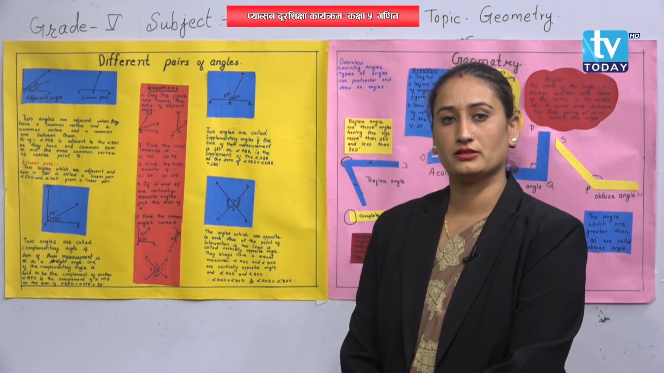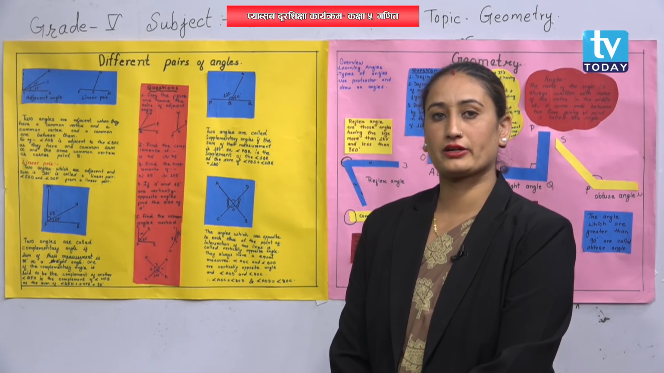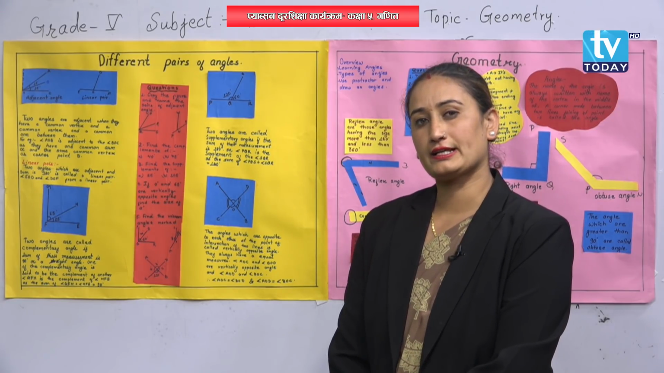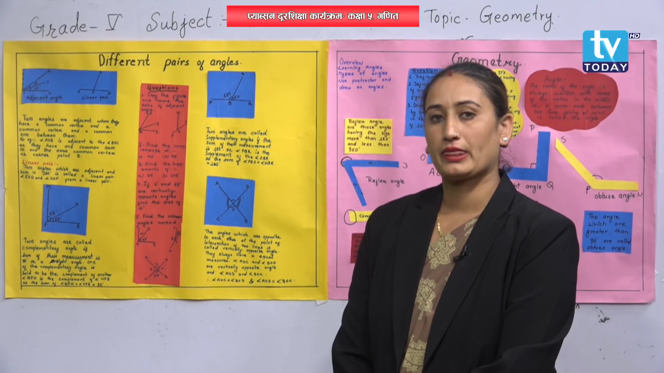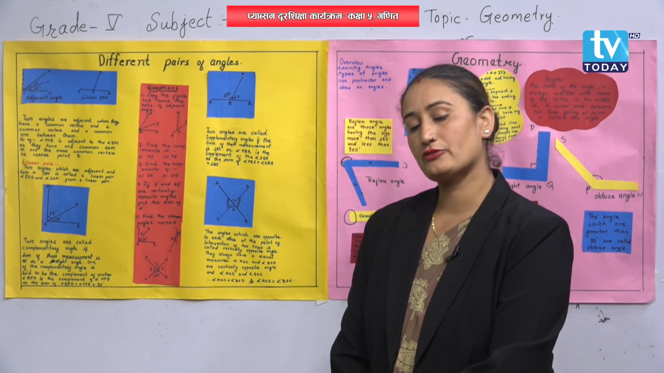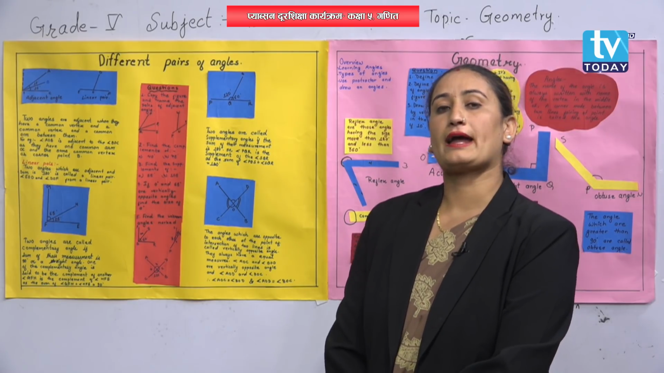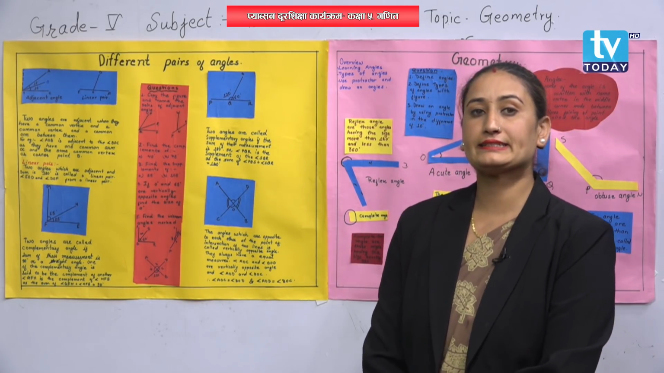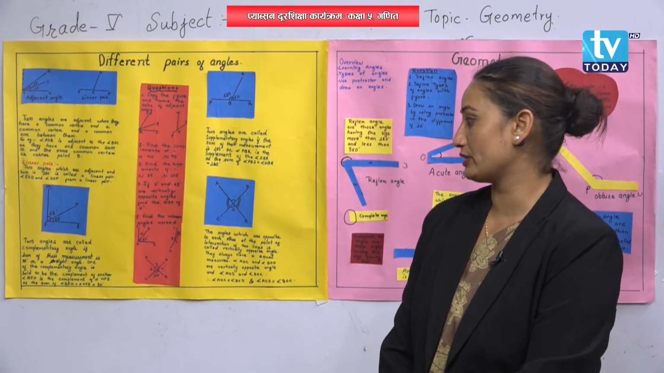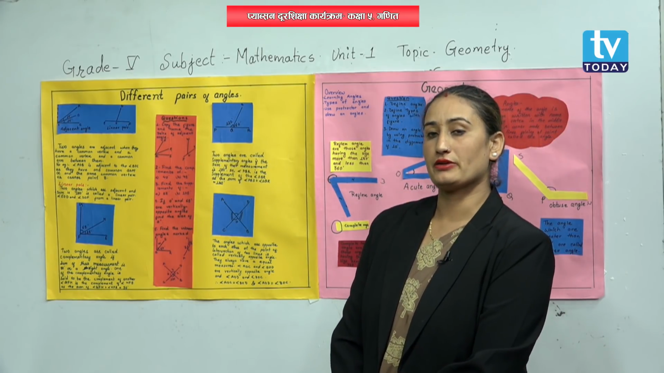Do you understand? Adjacent angle means having a common vertex and common arm. And here in complementary, what do we have to remember? Complementary means if two angles' sum is 90 degrees or a right angle, then it will be called a complementary angle.